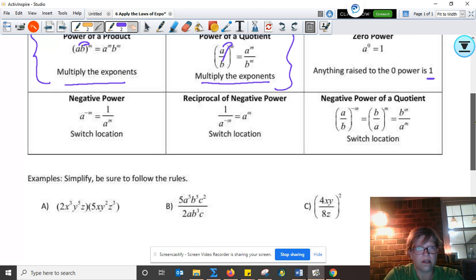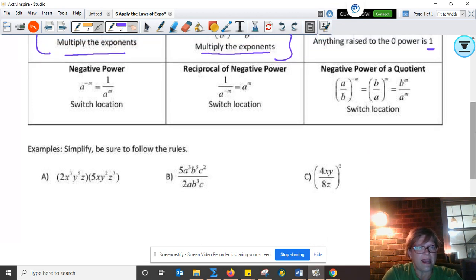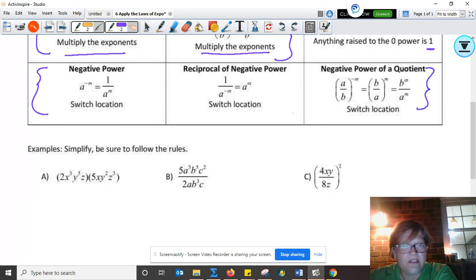A negative power, it switches location. So if it's a to the negative m, it's going to be 1 over a to the m. Actually, all three of these go hand in hand. When you have 1 over a to the negative m, it's going to switch locations, so it's going to go up top and be a to the m. When you're raising a fraction, a quotient problem, to a negative exponent, you switch the location. A over b to the negative m power is going to be b over a to the m, and then distribute that m inside. So b to the m over a to the m.